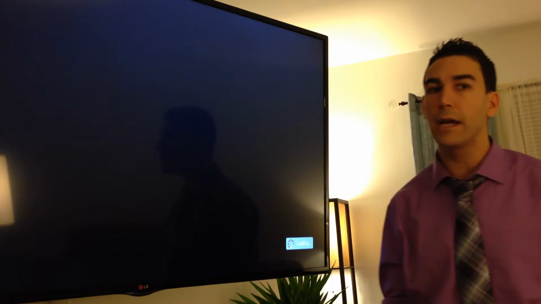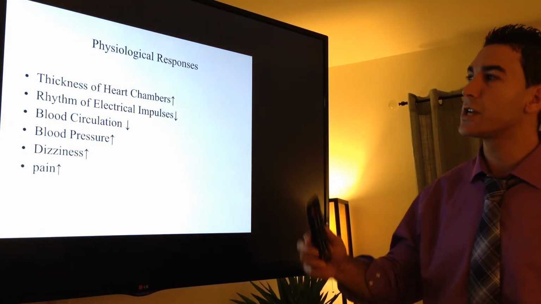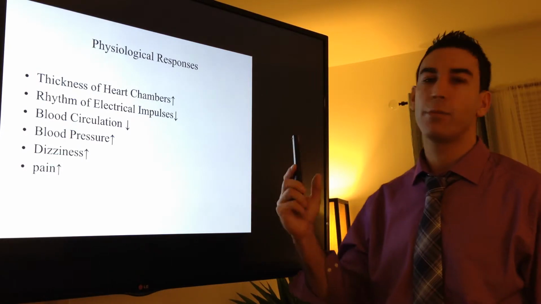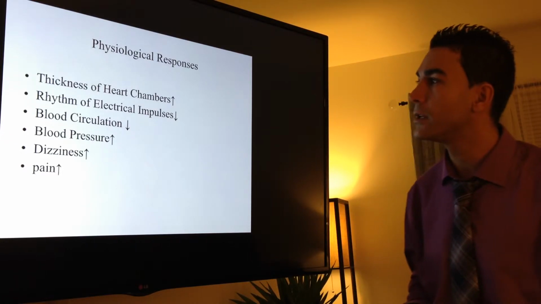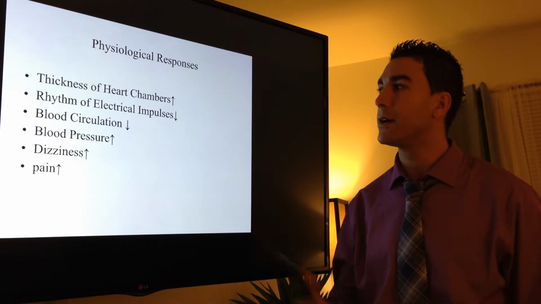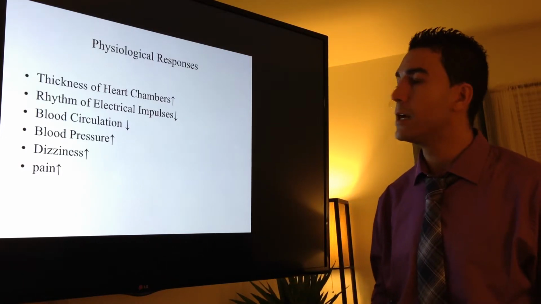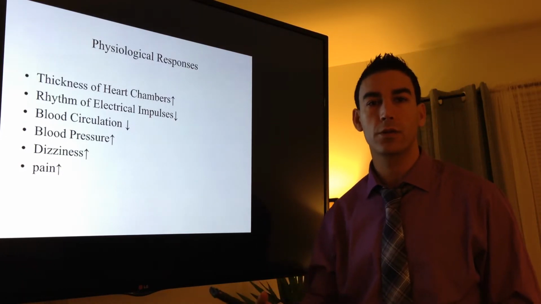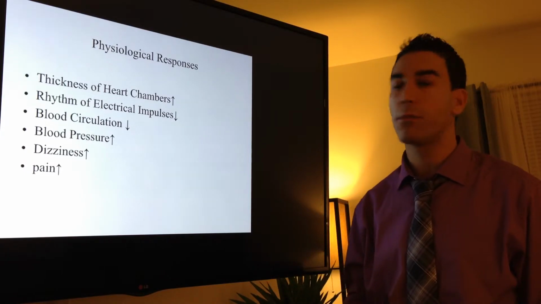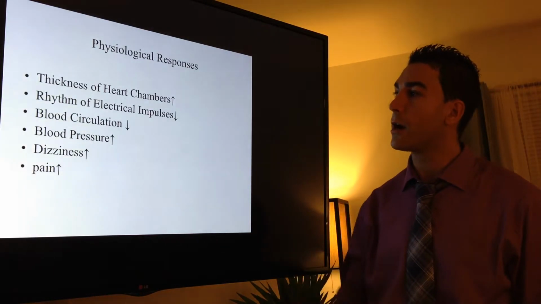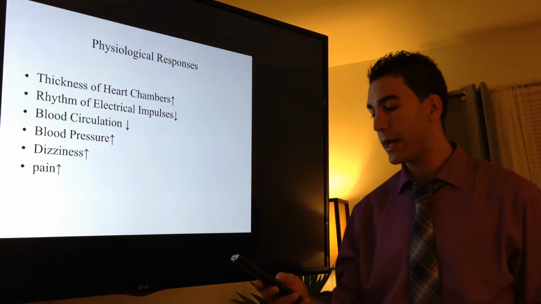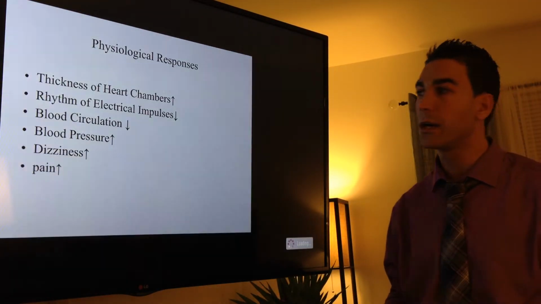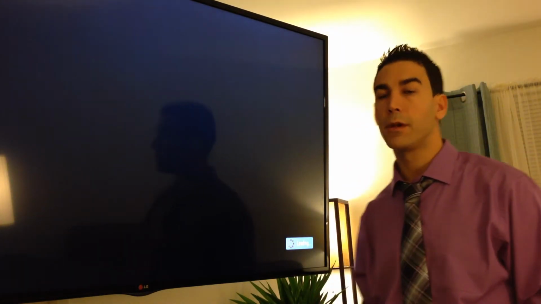So as we go to the next slide, we talk about the physiological changes a little bit. Thickness of the heart chambers in some cases is high. Rhythm of the electrical impulses: the reason why I put that down is because the electrical impulses don't transfer properly, so there's a decrease in performance as far as electrical conduction. Blood circulation is low, blood pressure in some cases is high, and dizziness and pain, as we mentioned earlier, are high as far as signs and symptoms.